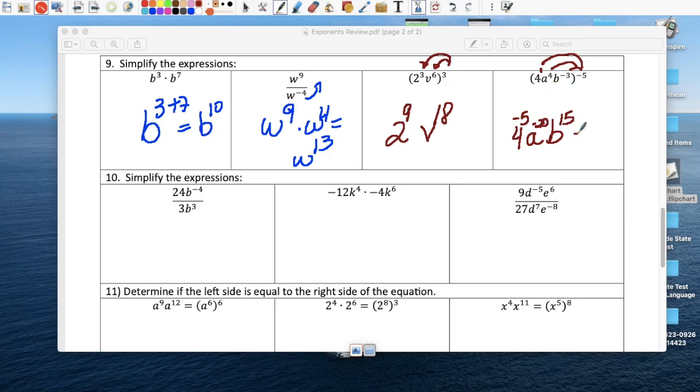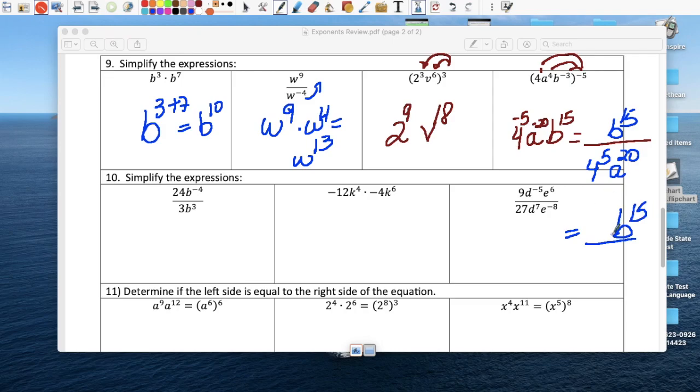Don't leave your answer like that, because our answer should have no negative exponents. 4 to the -5, let's take him downstairs. Exponent becomes positive. A to the -20, let's take him downstairs. 20 becomes positive. B to the 15 stays up. Although that's completely fine with me, 4 to the 5th is something that we can do in the calculator. It's still not that big of a number. So B to the 15, there's nothing to do.